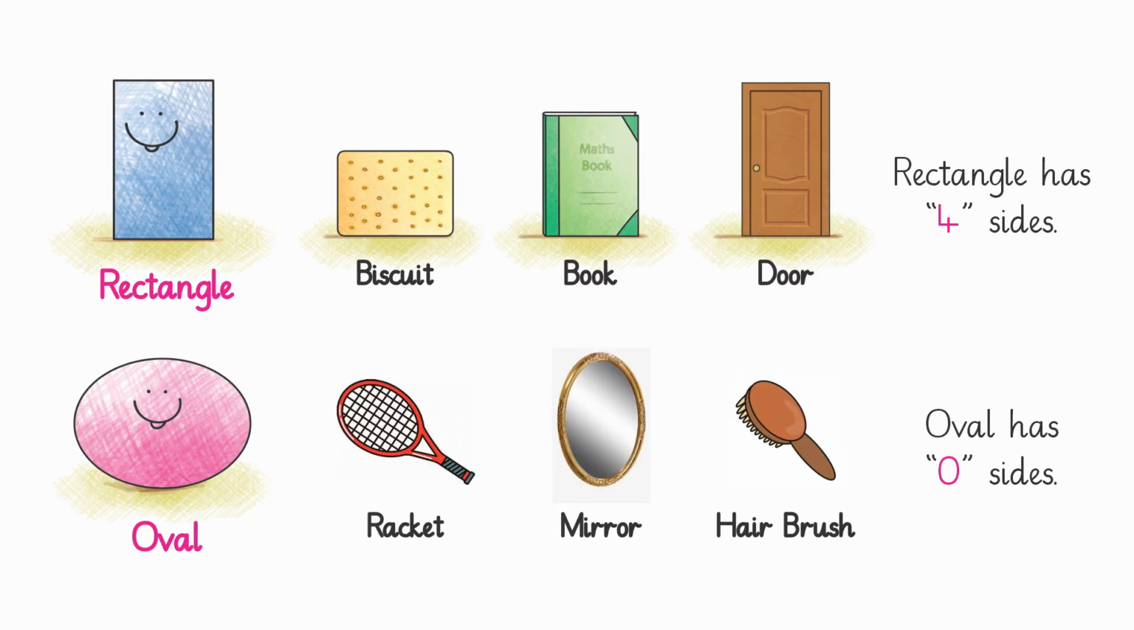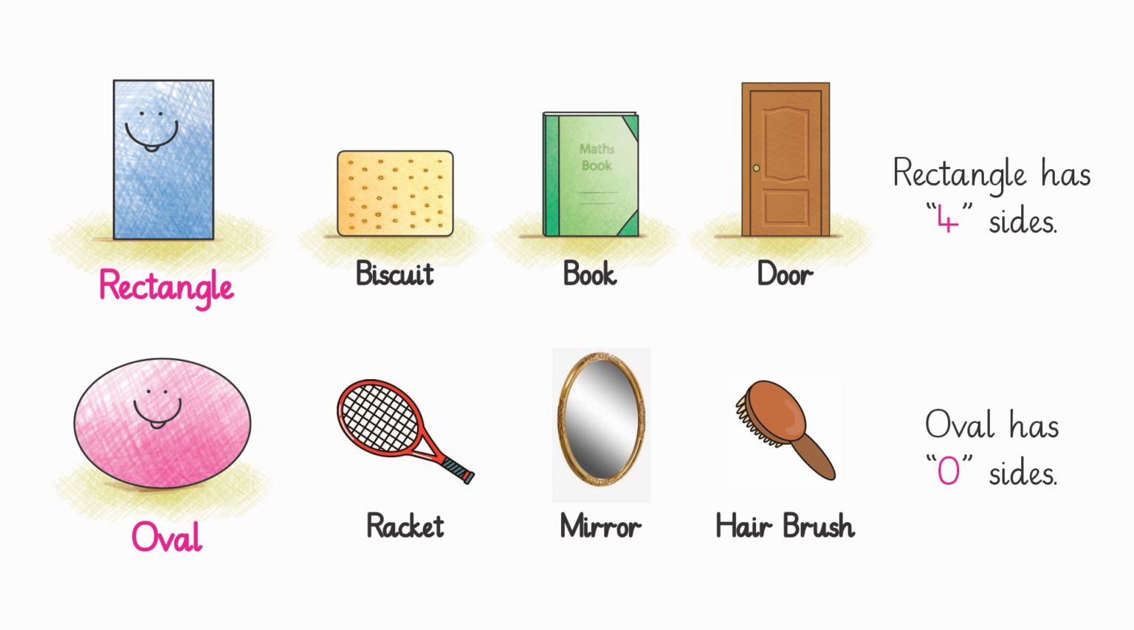Rectangle. Some biscuits are in rectangular shape. Recognize the biscuits which are in rectangle shape. A book is rectangular and a door is also rectangular. Rectangle has 4 sides, but they are not equal as square.